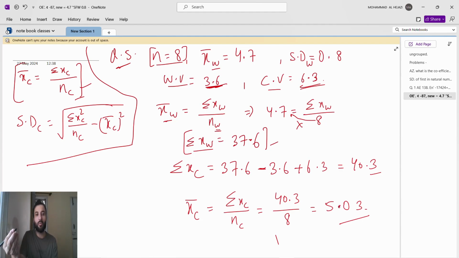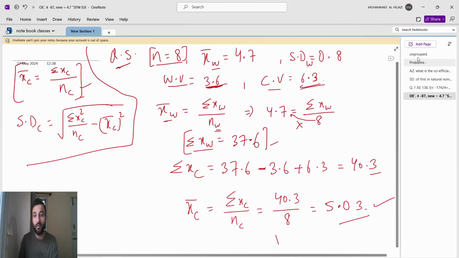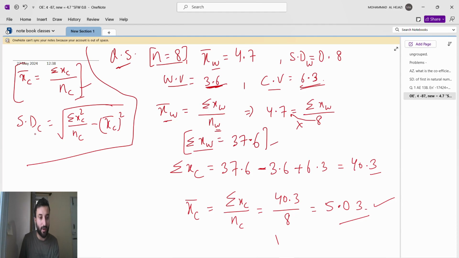We got the correct sum of observation. Sorry, we got the correct mean or actual mean, 5.03. Now what we have to find? Yes, now we have to find the correct standard deviation. So remember, for correct standard deviation we have a correct number of observation, that is n.